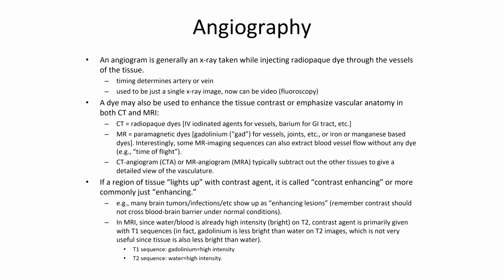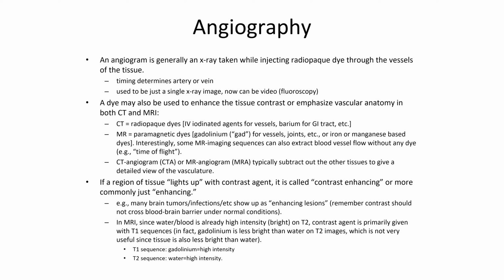The next type of imaging I want to talk briefly about is angiography, just in order to be complete. So classically, an angiogram is just taking an X-ray while injecting some sort of radio-opaque dye through the vessels. And so you can get an X-ray with the vessels lit up. Or if you record a video of this, it's called fluoroscopy. Now, the dye is typically radio-opaque, so something that's opaque to the X-rays, like an iodinated agent, something with iodine attached to it.